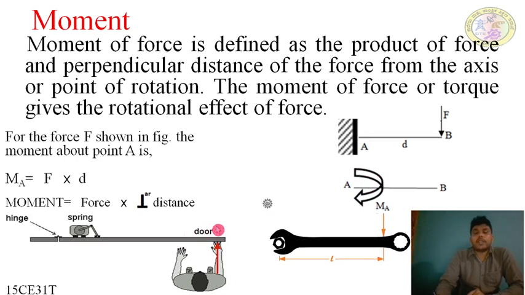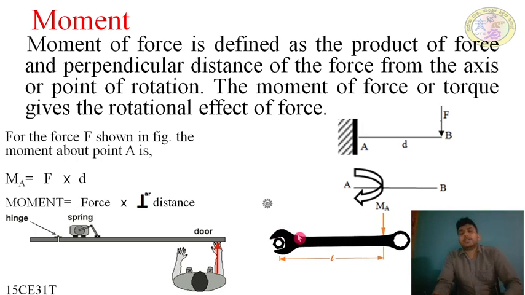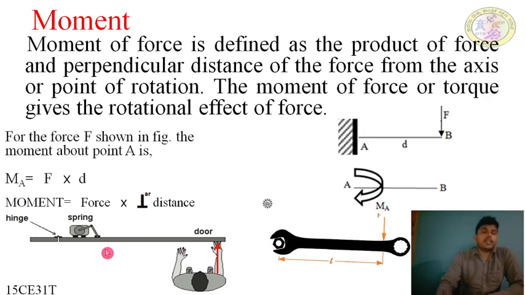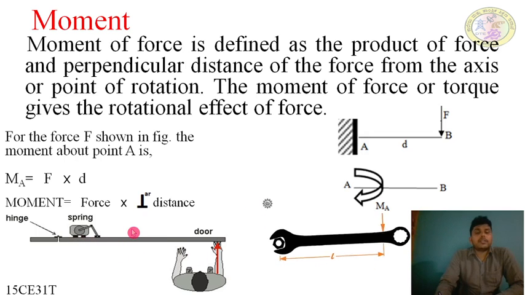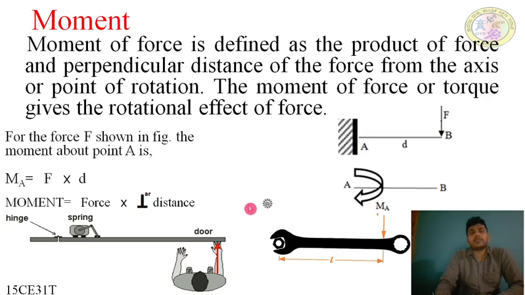Here are two examples of moment. While removing the screw with the spanner, we create a moment, as the force is applied at a distance from the point of rotation. And while opening the door also we apply force at the end so that it can be easily opened. These are the two examples for moment.